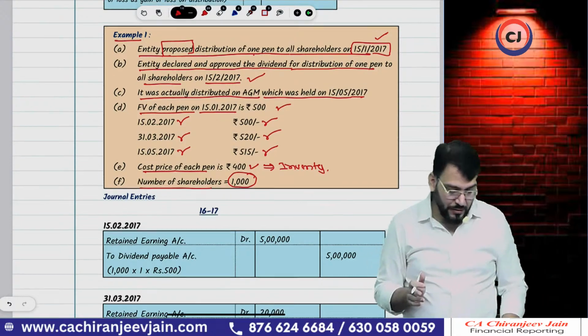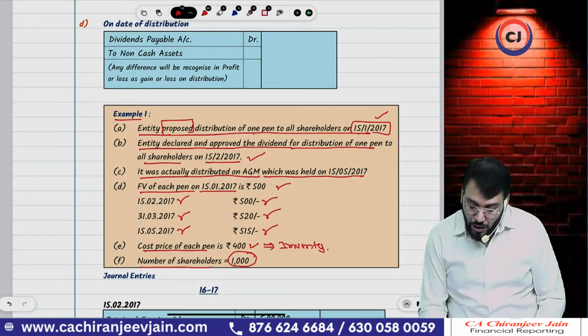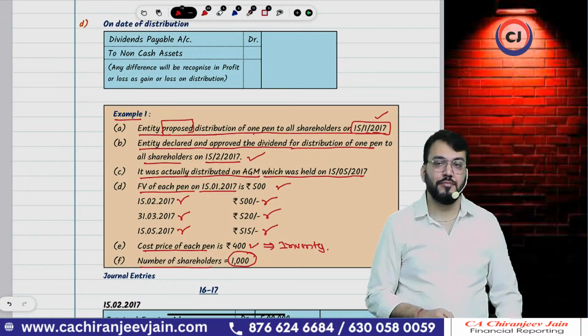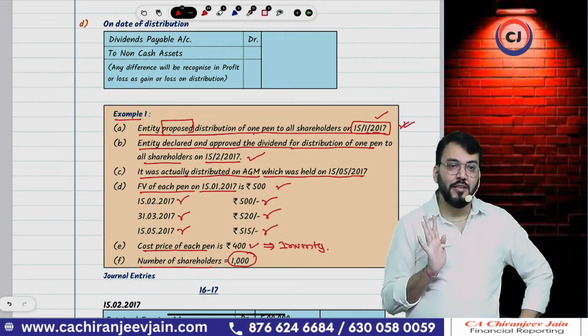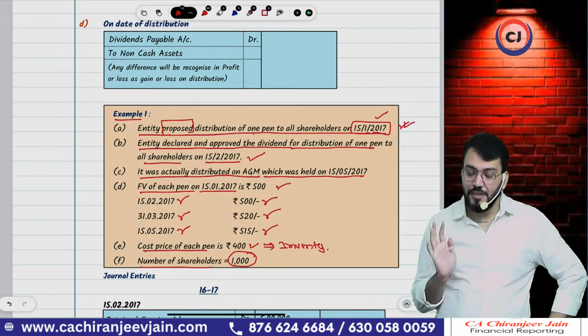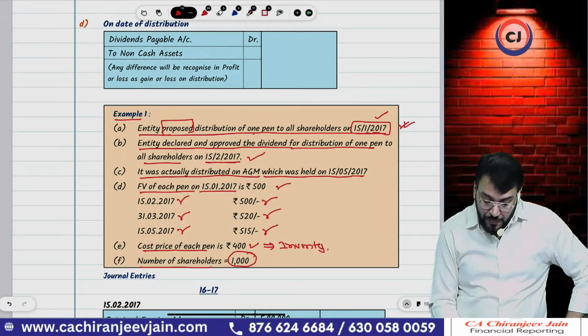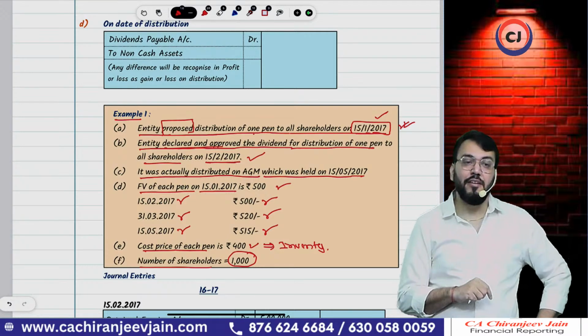Chalega? Tell me, you will say the journal entry. On 15 Jan, what journal entry? No journal entry. Understood? Simple. 15 Jan, no journal entry. Now on 15 Feb, when it was declared and approved, what journal entry?